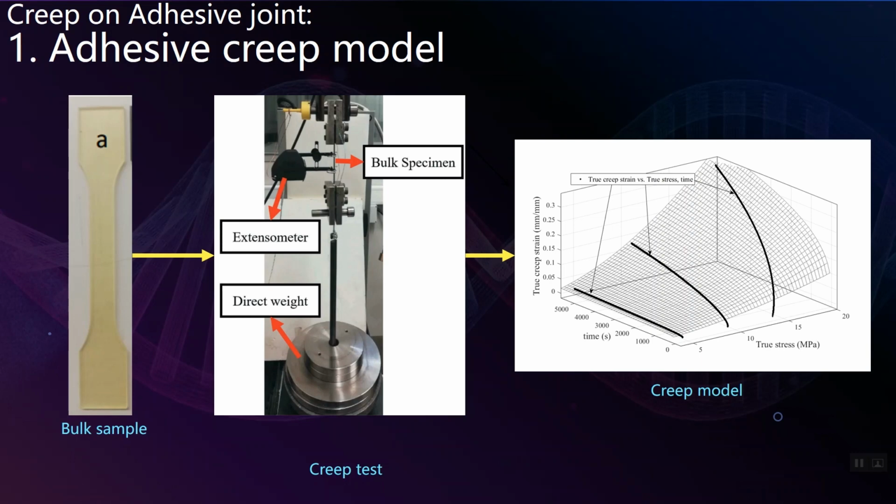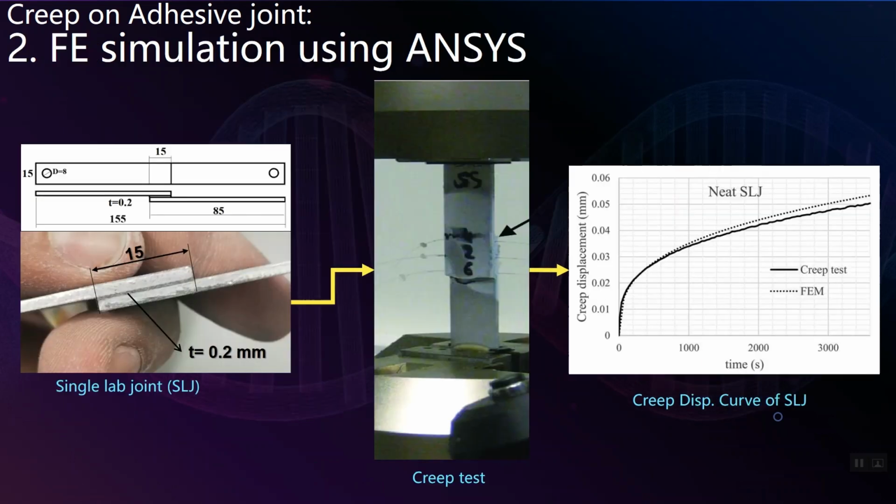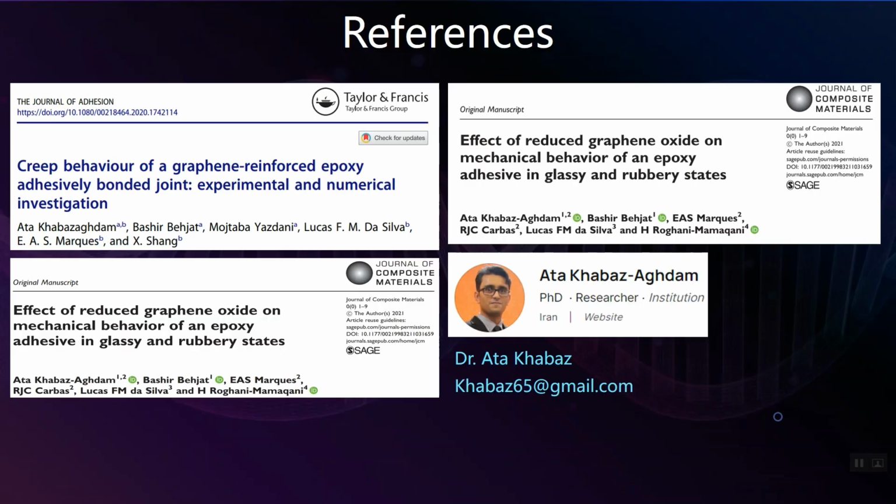After getting this creep model of a material, which is the adhesive here, we are able to simulate a single lap joint or any other adhesively bonded joints using this adhesive.